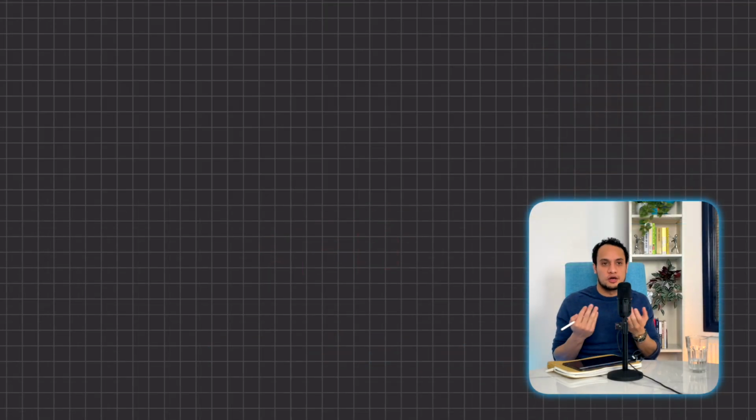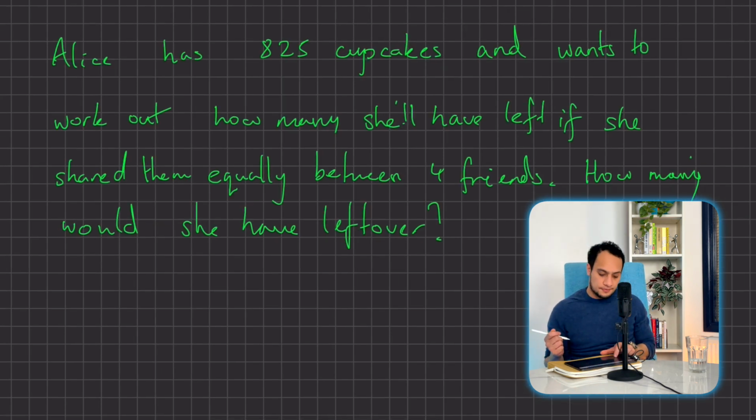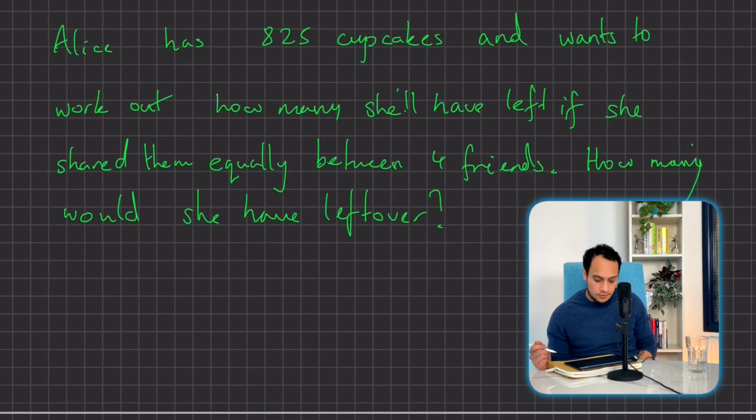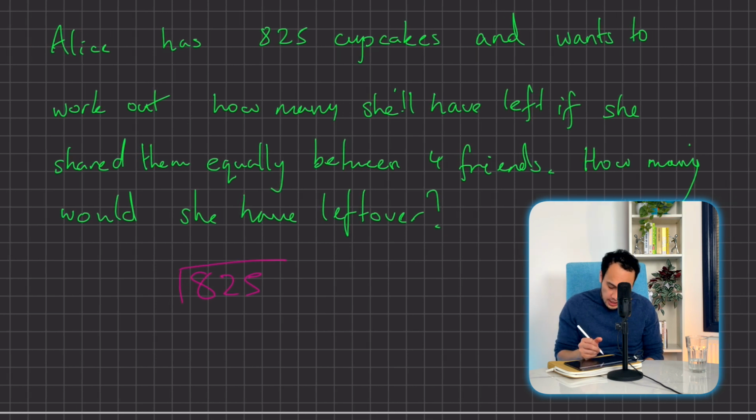We'll do a real life problem with a remainder because it's always worth doing one with a remainder. Suppose we've got this question. Alice has 825 cupcakes and wants to work out how many she'll have left if she shared them equally between 4 friends. How many would she have left over? So if you see that word leftover, that's an indication that it probably is either a subtraction or division. We've got 825 here under the bus stop, and we're going to have 4 friends. So we're going to divide 825 by 4.